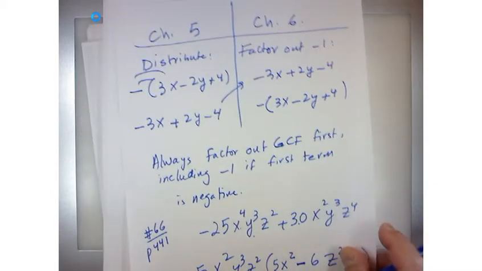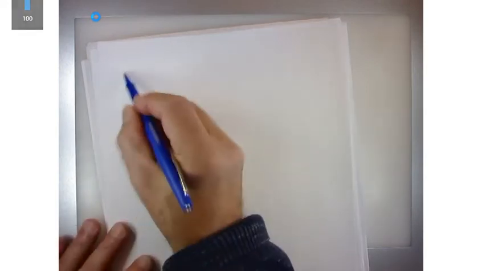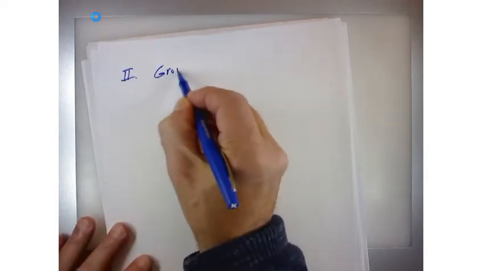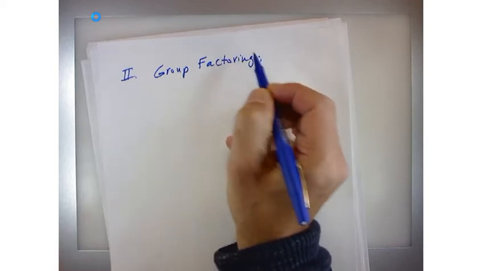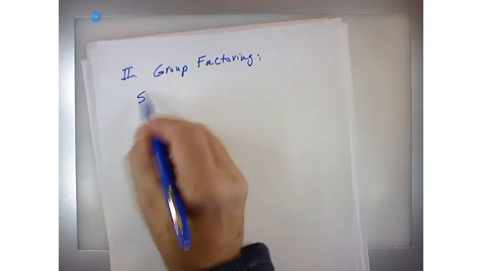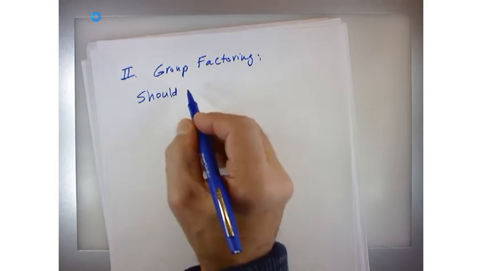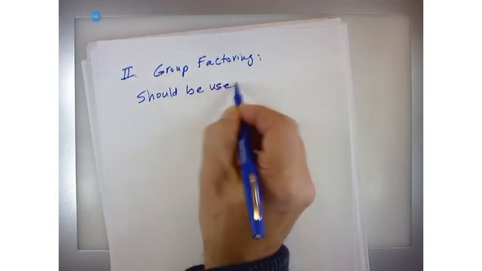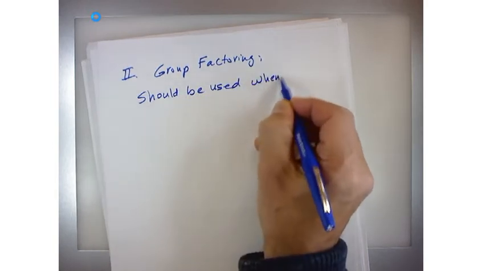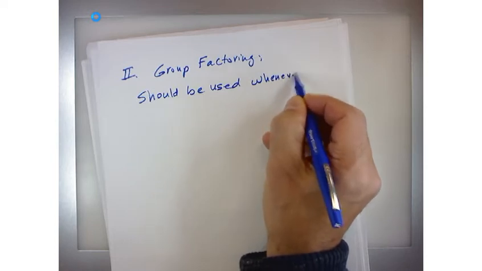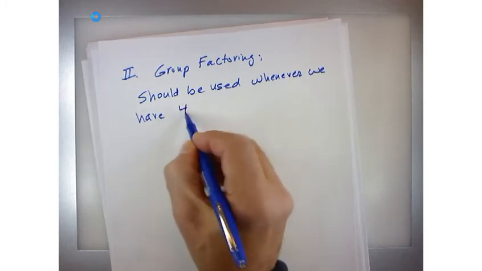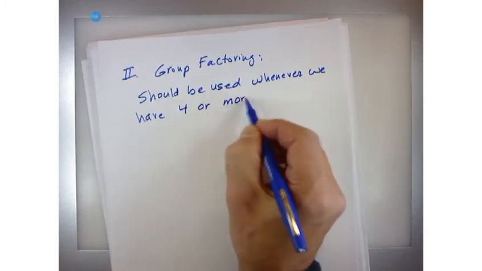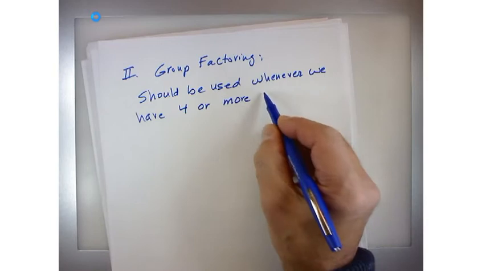Next, so this was the first factoring technique. The second factoring technique is group factoring. And group factoring should be used, or thought of, whenever we have 4 or more terms.